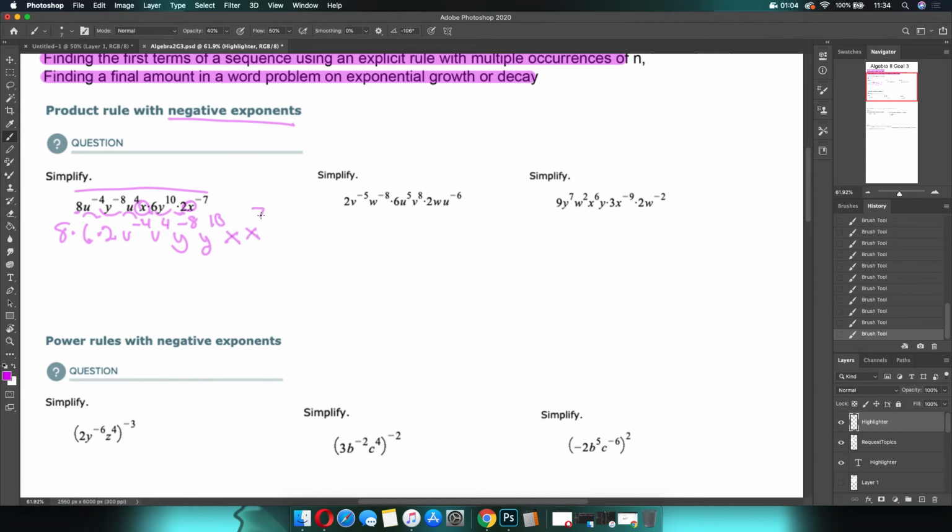Visually, just setting yourself up that way makes the numbers themselves make a lot more sense. So what is 8 times 6 times 2? 8 times 6 is 48. 48 times 2 is 96. Now when you're multiplying exponents, so u to the negative 4th and u to the 4, that's going to be addition. A power times a power means you're taking your exponents and adding them. So what's negative 4 plus 4? 0. Completely cancels out. Over here, negative 8 plus 10, that's positive 2.